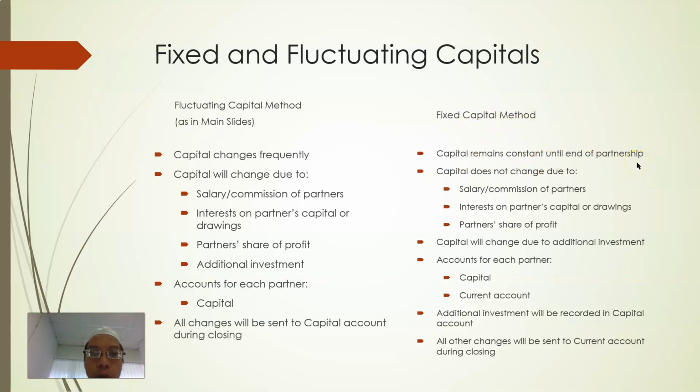Okay, so what are the things that would usually change the capital account in the fluctuating capital method? First, it will be salary and commissions of partners. In a year of operation, when there are salary or commission paid to the partner, then that will eventually add to the balance of the capital. The capital of the partner will increase based on the salary and commission that the partner received.